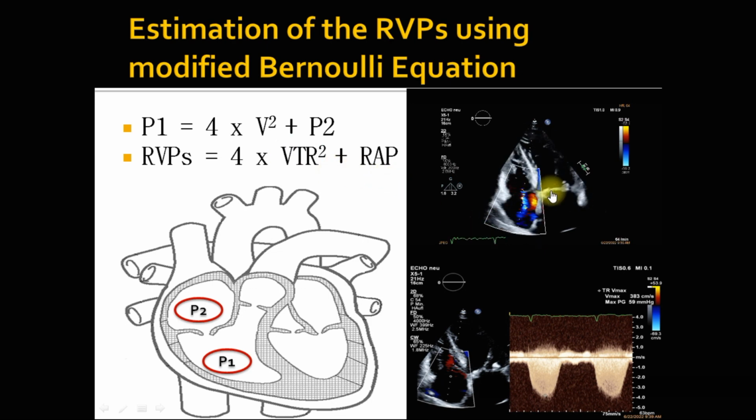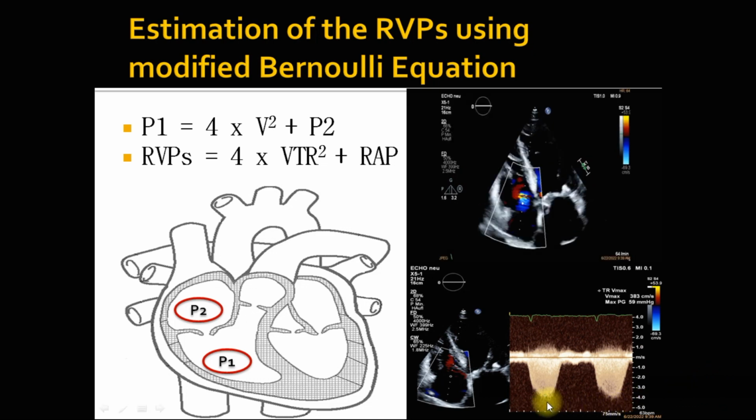We need to get a tricuspid regurgitation signal. Here I have done an apical 4-chamber view. I have placed the color Doppler over the tricuspid valve, then the continuous wave Doppler. Then we get a signal like that. Here is a tricuspid regurgitation signal. When we measure the peak velocity of the tricuspid regurgitation signal, then we have the V.